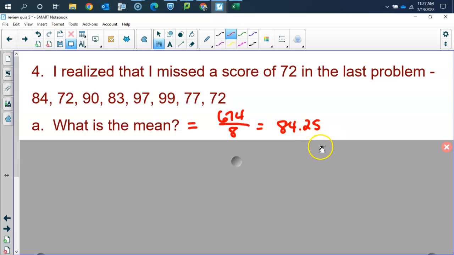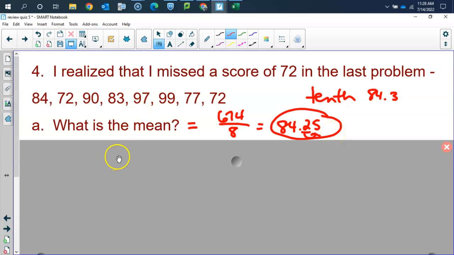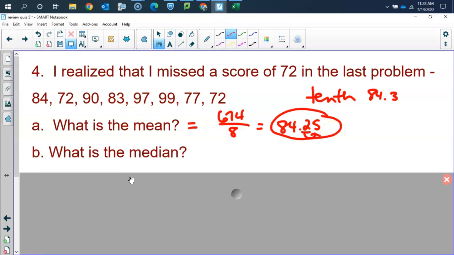When you did this, you should have gotten 84.25. I would not round that. That is a terminating decimal. It works out to exactly 0.25. Leave it that way, unless the directions say otherwise. If they say round to the nearest tenth, then you would round that to 84.3, because 5 or above would give it a shove. So depending on the directions, if they do not specify, I would write it out exactly as it is, unless it is ridiculously long.